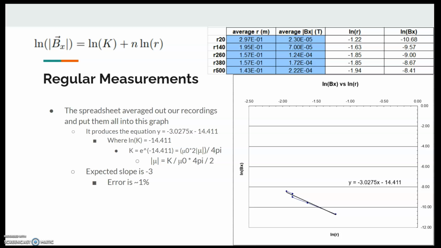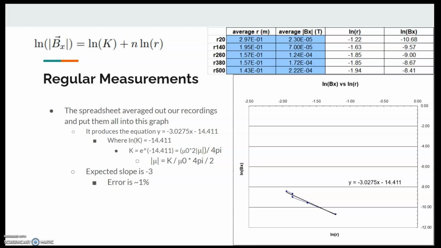So here's some of my measurements, all averaged out due to the spreadsheet, and the resulting graph due to them. So the graph produces the equation y equals -3.0275x minus 14.411, and correlating that with the equation up above, ln k is the constant here, so it equals -14.411.